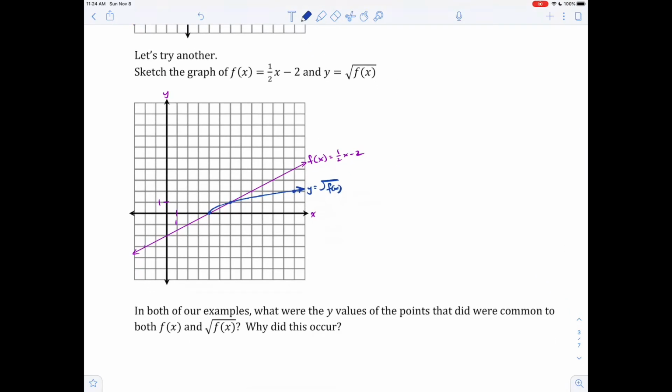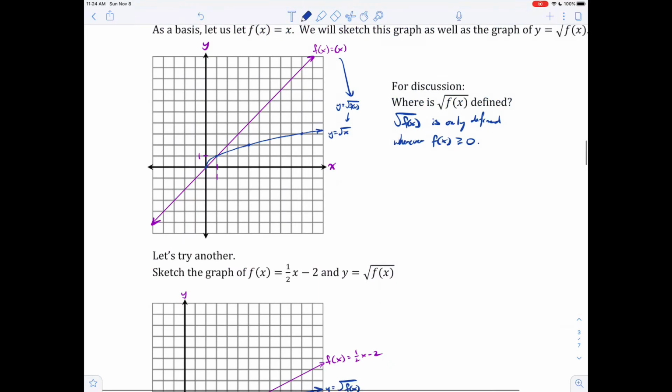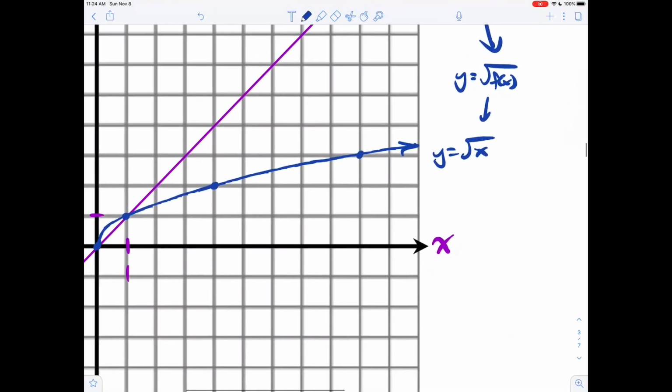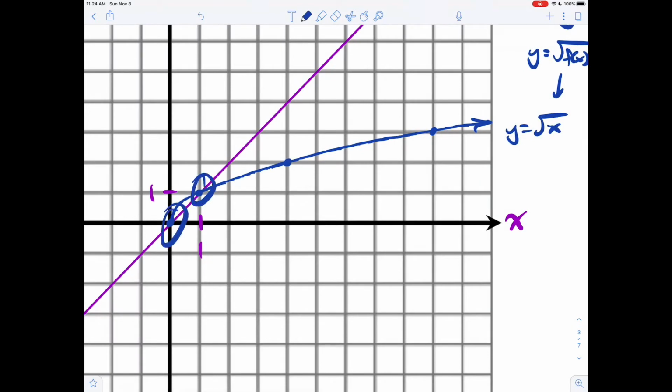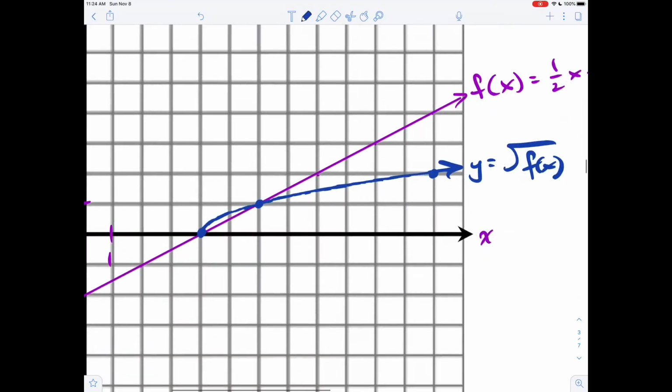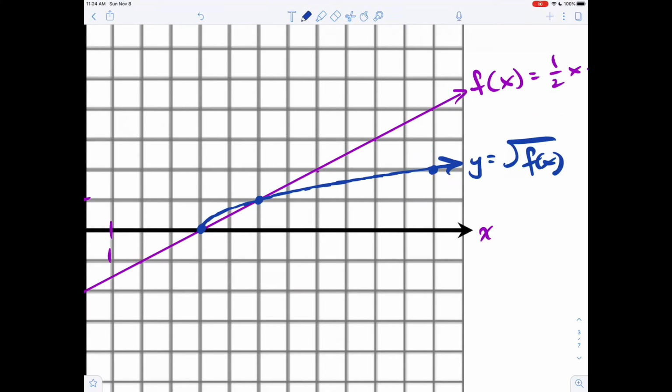So in both these examples, there were points that straight up didn't change. So they were common to both f of x and root of f of x. And the question is, why did this occur? Worth examining. Let's check it out. This is different, but these are the same. Similarly over here, this is different, but these are the same.